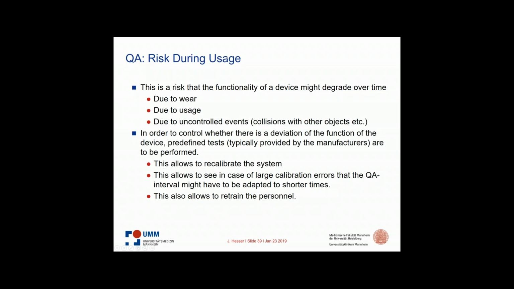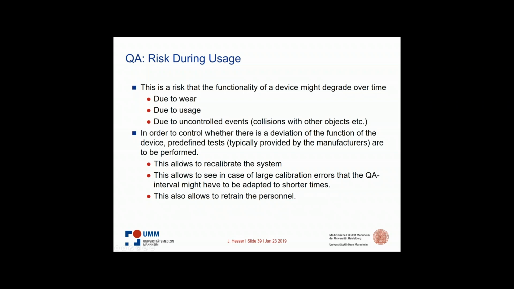Risk during usage, that's a different story. While using the device, it might change its parameters. The functionality of the device might degrade over time due to wear, usage, uncontrolled events, collisions with other objects, mechanical devices, whatever. In order to control whether there's a deviation of the function of the device, we have to perform predefined tests, which are typically provided by the manufacturers or vendors and have to be performed. For example, you can recalibrate the system. In case of large calibration errors, you have to go back to a QA plan and repeat that more often.